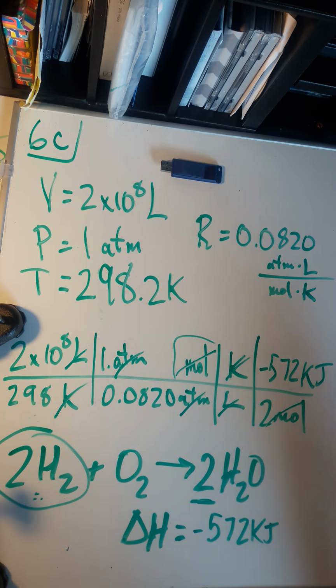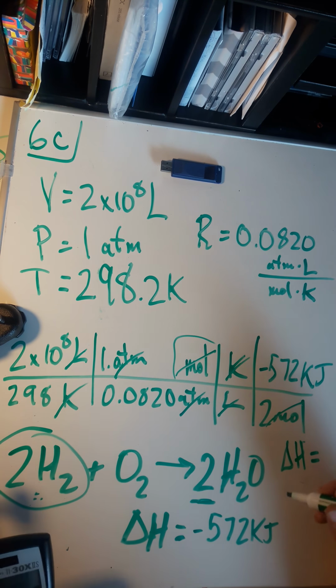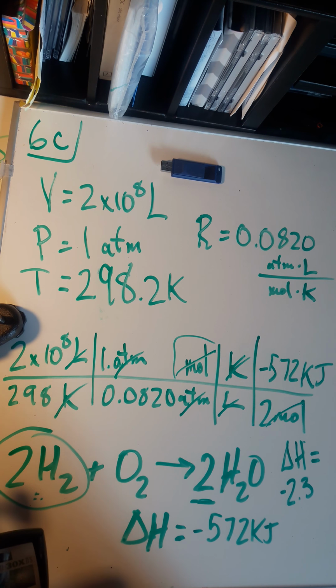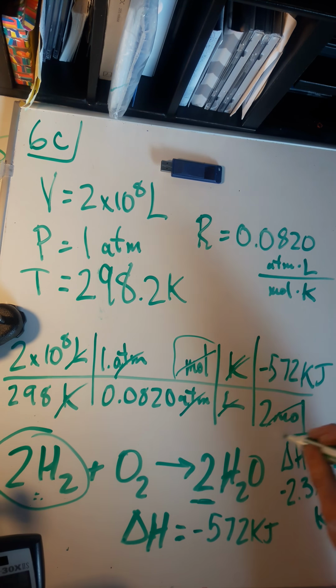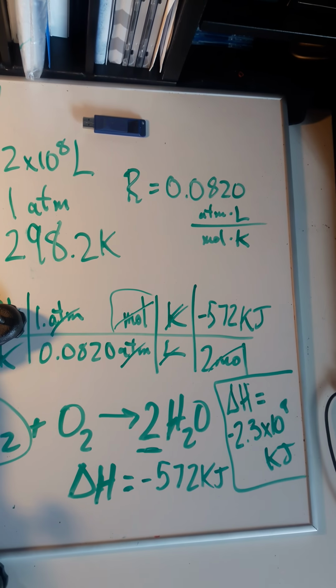So the amount of energy evolved from here, the amount of heat, how much heat was evolved, is the question, delta H. Your answer is going to be negative, since it gives this off: negative 2.3, keeping 2 significant digits here, times 10 to the 9th kilojoules. And there is your answer. It's a doozy.